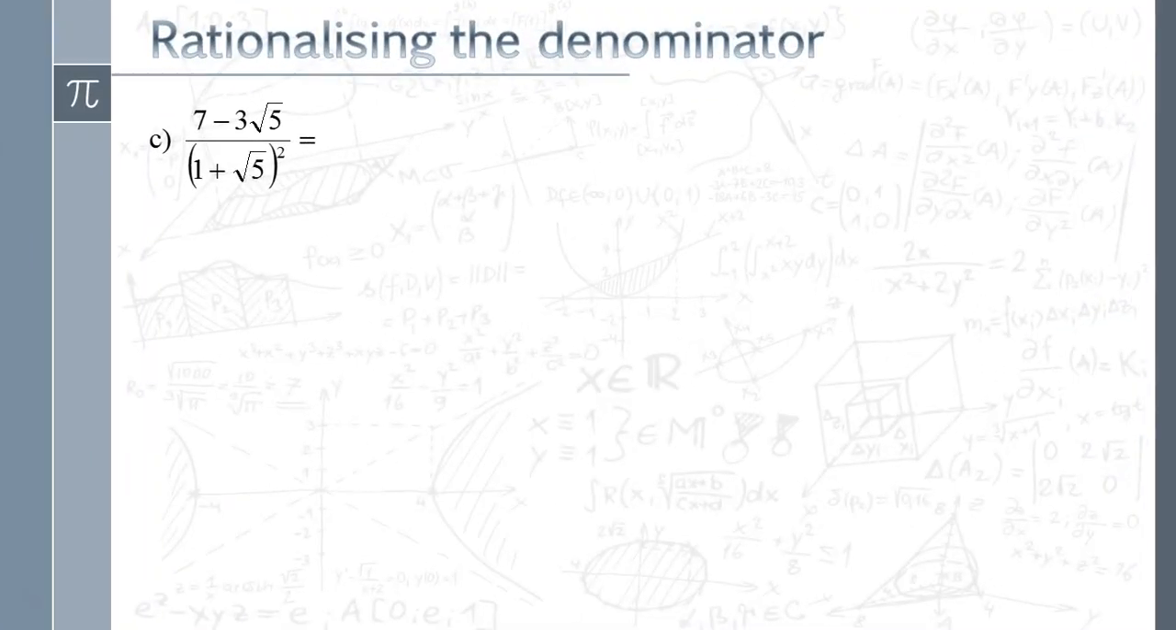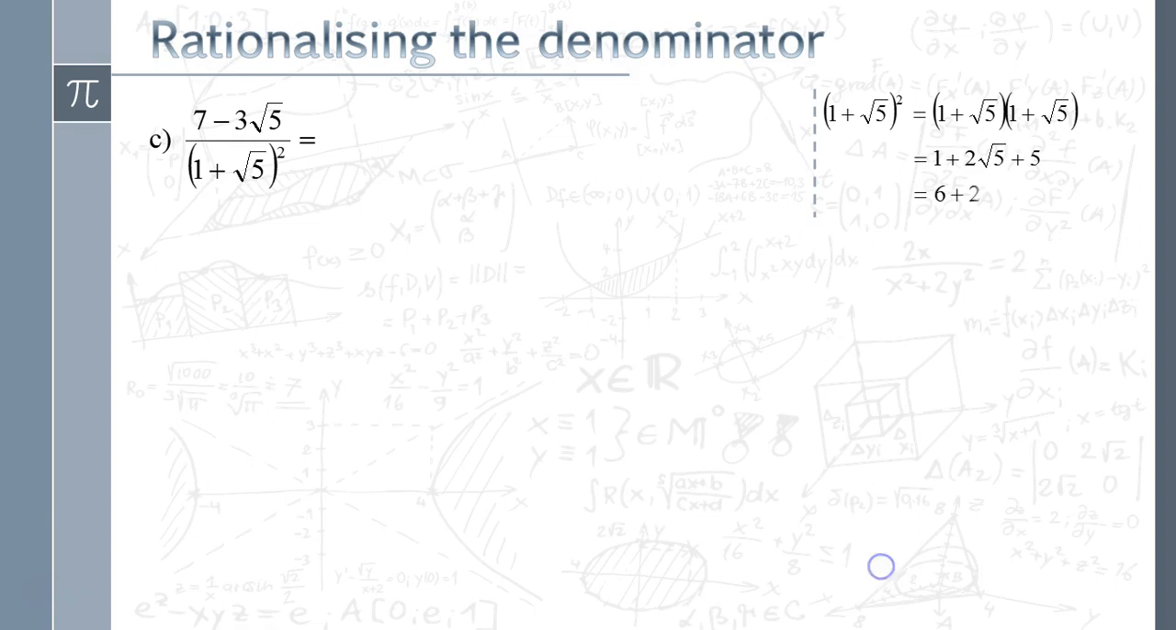On we go. Our next example. And what we're going to do before we do the rationalising here is just have a little bit of playing over on the right side of the page, just figure out what we're going to get on the bottom. I've got 1 plus root 5 all squared, so that's 1 plus root 5 times by 1 plus root 5. Work out what that is. That's going to give me 6 plus 2 root 5. Now I'm set up and ready to go with my calculation.